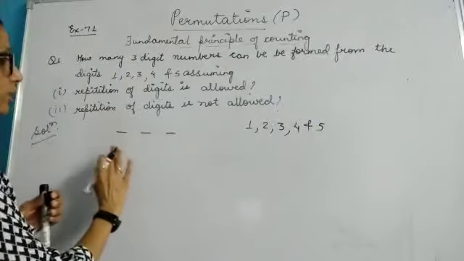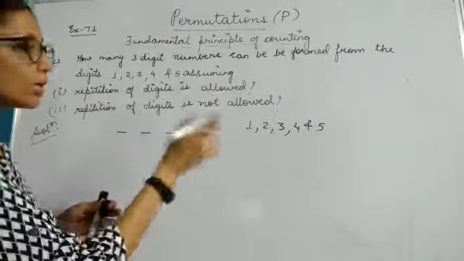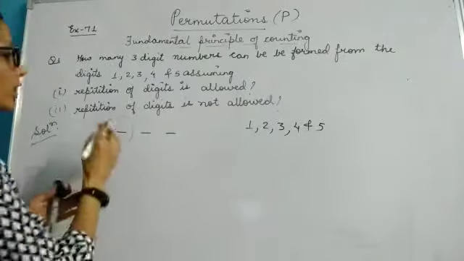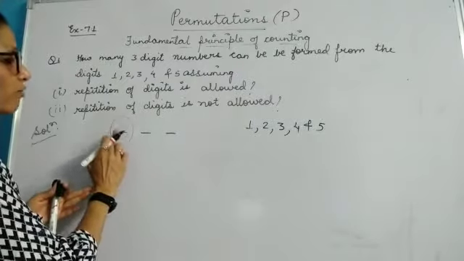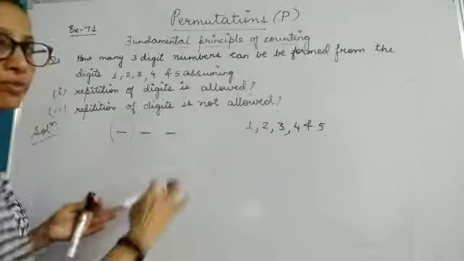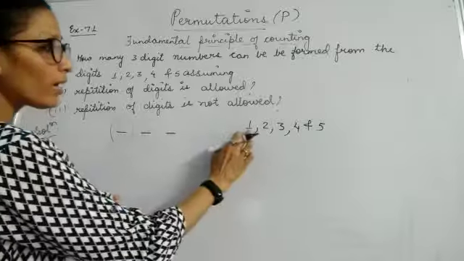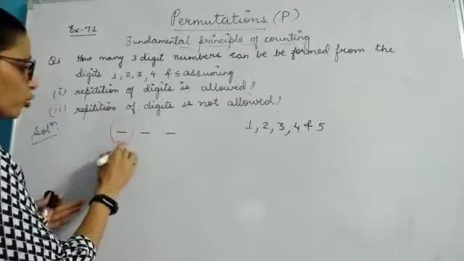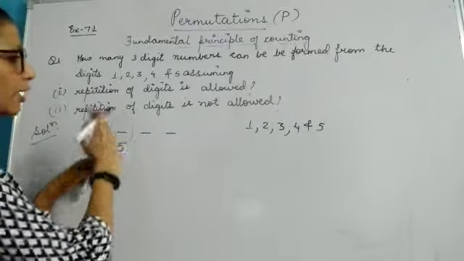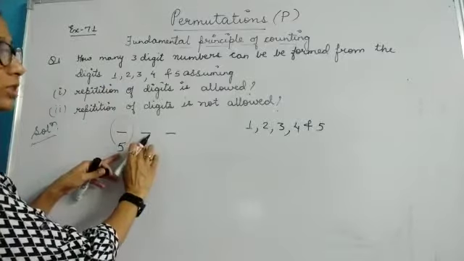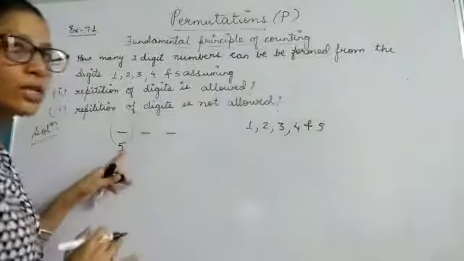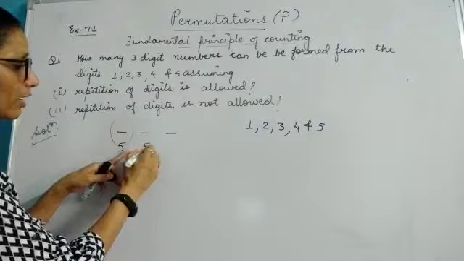Now first of all, when repetition of digits is allowed, you need to find out how many numbers this first place can have. How many choices can you have for this place? So you can put 1 here, or you can put 2 or 3 or 4 or 5. That means for this place you have 5 choices. Now for the next case, this place has been filled, and the next event follows. For the second place, repetition of digits is allowed, so I can again take any one of these numbers. So for this position again I have 5 choices.